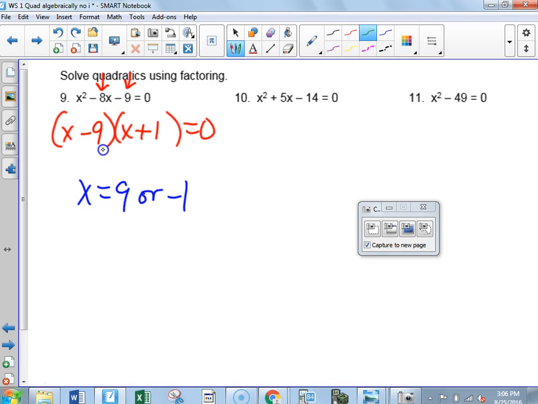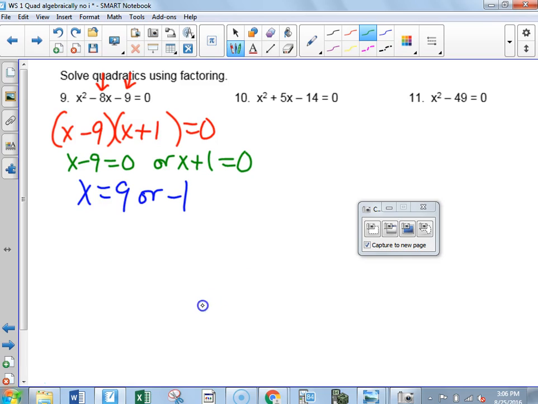The only way to multiply and get 0, it's called the zero product property. The only way to multiply and get 0 is if one of them's 0, right? The only thing that'll give you 0 is 0 times some number. Nothing else will give you 0. So one of these has to equal 0. Either this is true or this is true.